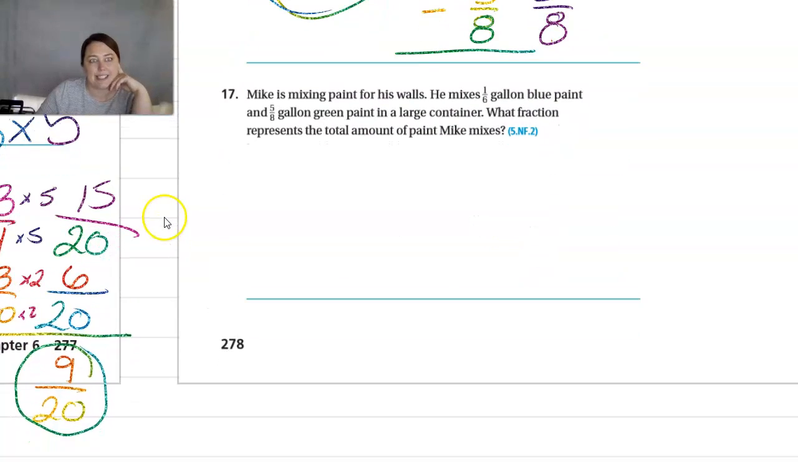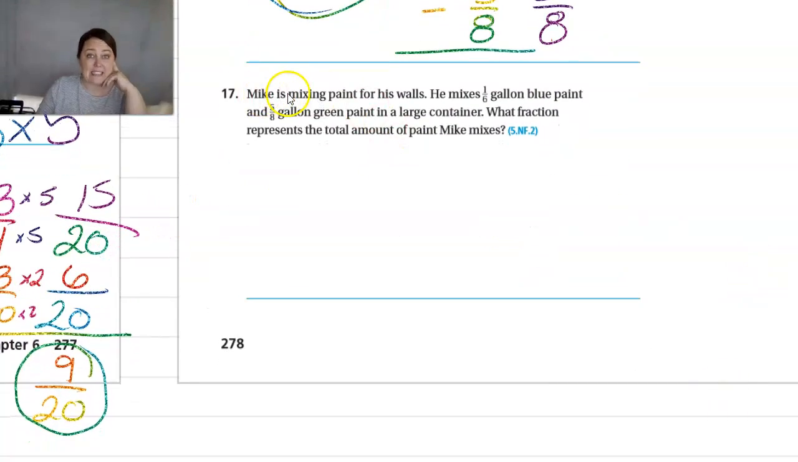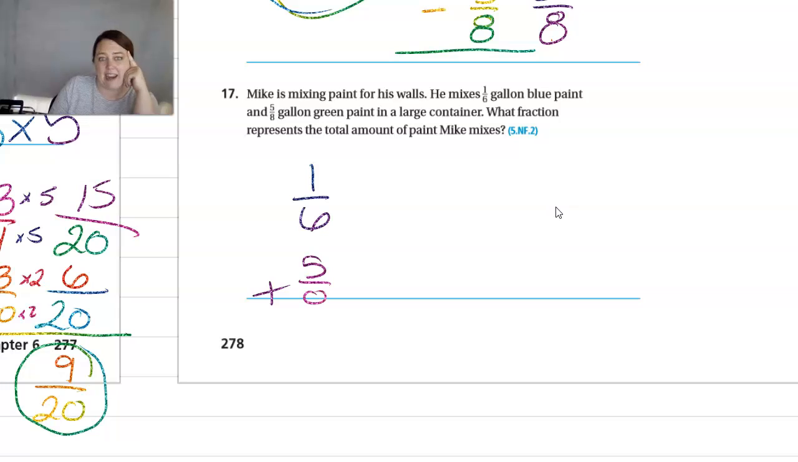All right, last problem. Mike is mixing paint for his walls. He mixes 1/6 gallon of blue paint and 5/8 gallon of green paint in a large container. What's the fraction that represents the total paint? So we've got two colors, we're putting them together. Basically addition. 1/6 plus 5/8. Now, I need to figure out a common denominator of 6 and 8. I could do it super easy, just multiply them and get 48. But that is absolutely not my least common denominator. My least common denominator would be 24, pretty sure.